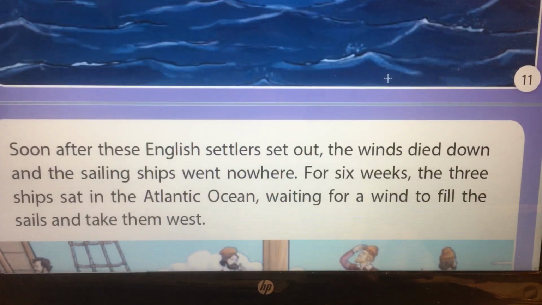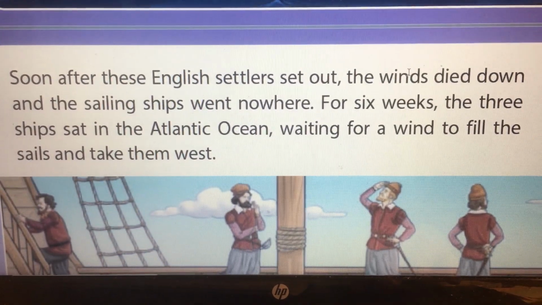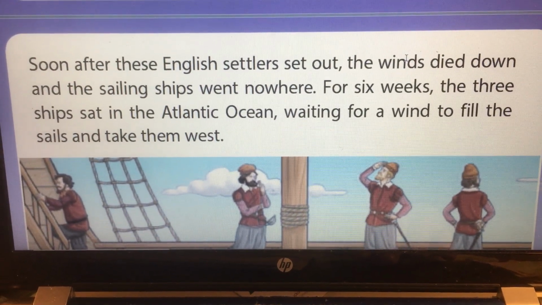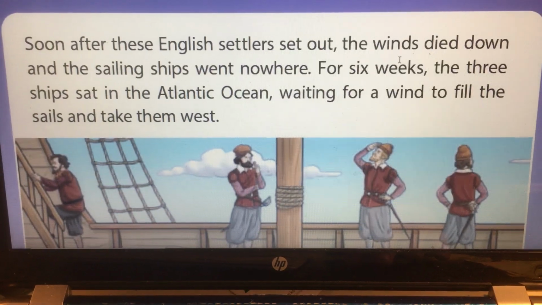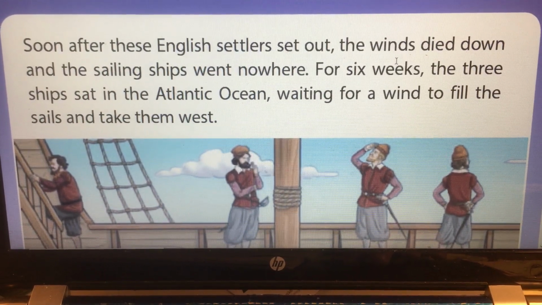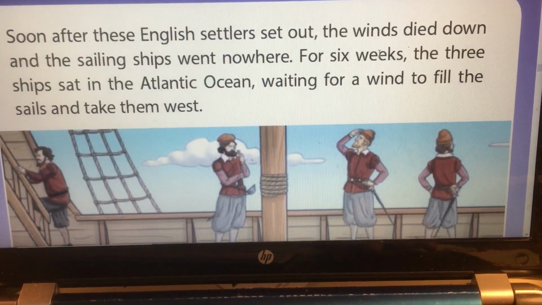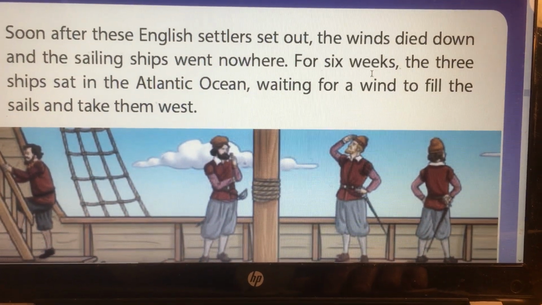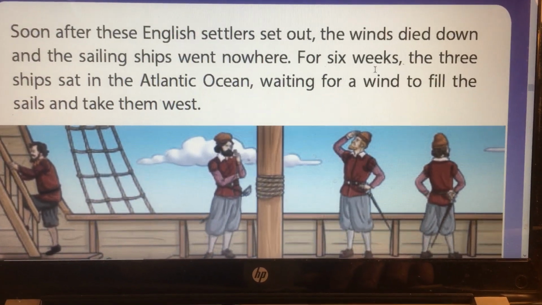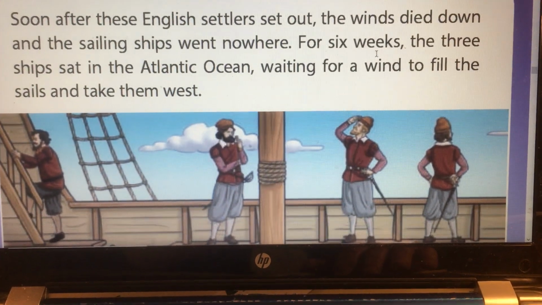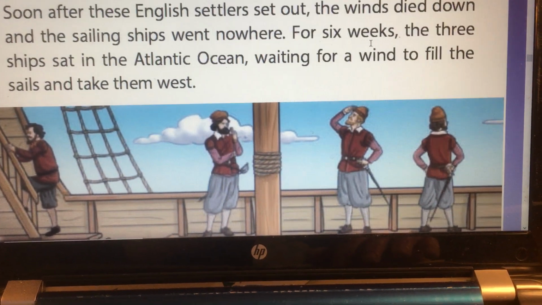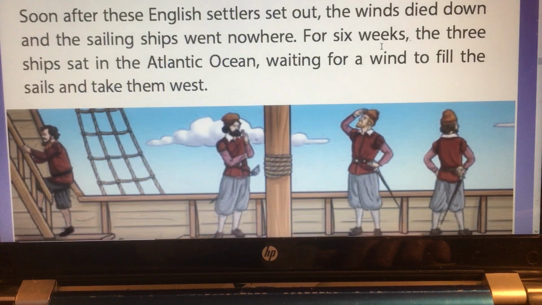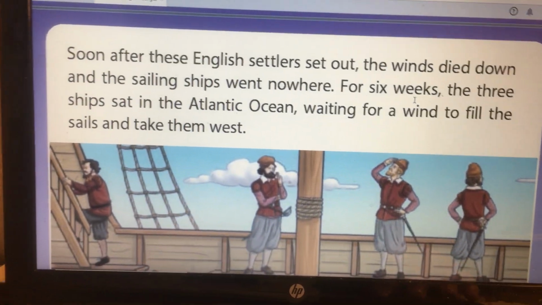Soon after these English settlers set out, the winds died down and the sailing ships went nowhere. For 6 weeks, that's 42 days, the 3 ships sat in the Atlantic Ocean waiting for a wind to fill the sails and take them west. So that's about as long as, remember when we were in the season of Lent. We had a Lenten good deed every day. That was 40 days. So this is 42 days. For that long, as long as we had Lent, they sat out in the middle of the ocean with no wind, and they went nowhere. How do you think that felt?